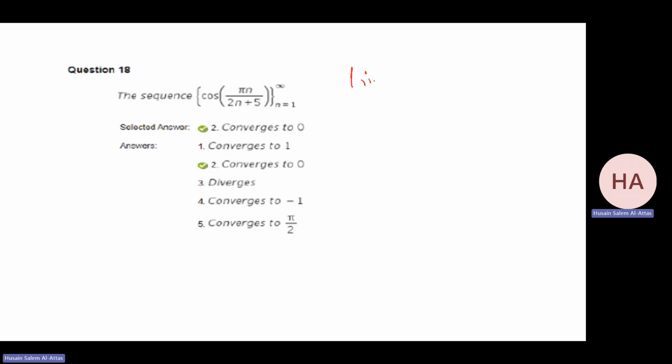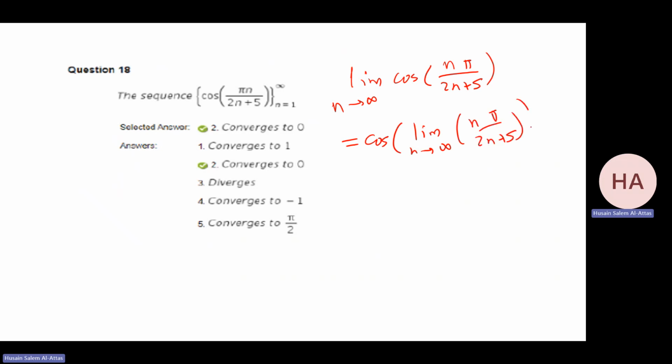I have the limit, I just need to take the limit inside. The limit as n goes to infinity of cosine(n pi/(2n+5)). Take the limit inside. That will be cosine of the limit as n goes to infinity of n pi/(2n+5). This limit is what? Pi over 2, so cosine of pi over 2 is 0. So it converges to 0.